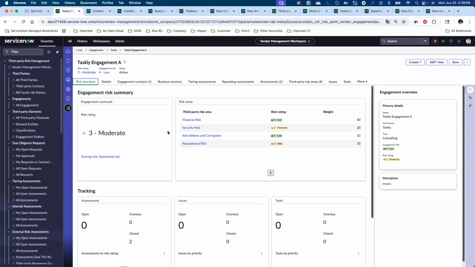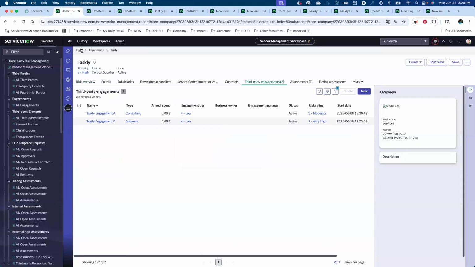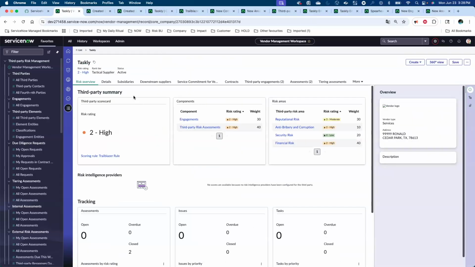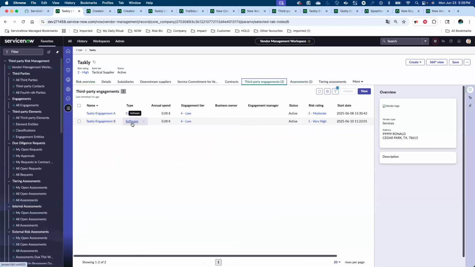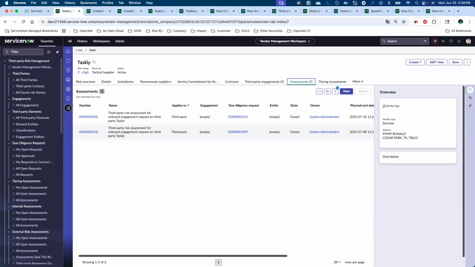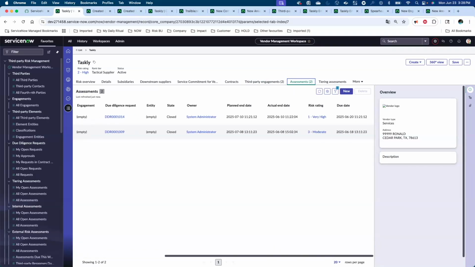All right. So now we have been reviewing all of this, but our methodology, broadly speaking, has been average. What if that changes? What are our options? So we're going back to Taskly. If I look at Taskly, we have these 2 components, engagements and third-party risk assessments. Let's go to assessments over here. For the assessments, 1 very high and 3 moderate.